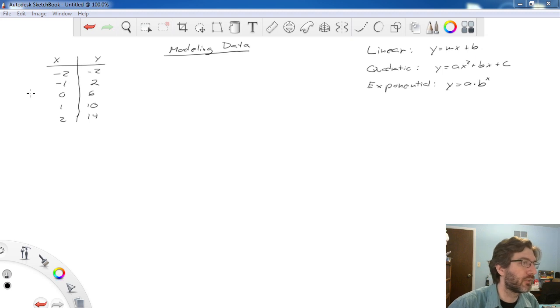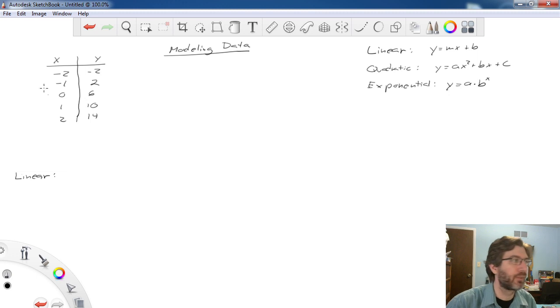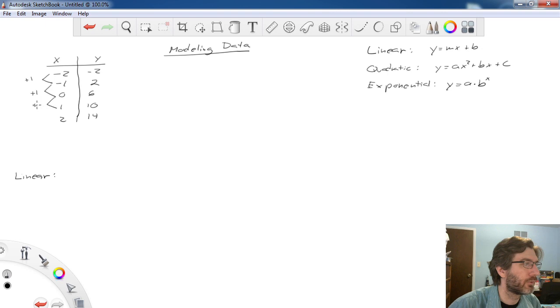And the first thing I'm going to tell you, and this is for your notes, is that this is going to follow the linear model. This is a linear equation. So I am going to tell you that, but we don't really know that right now. The way I know it's linear is because I'm looking at changes in x and changes in y. As x changes, you will note this jump here is plus 1. This jump here is plus 1. This jump here is plus 1. This jump here is plus 1.